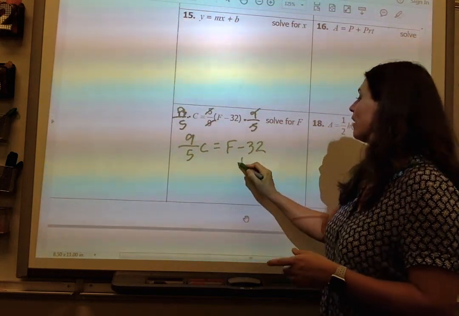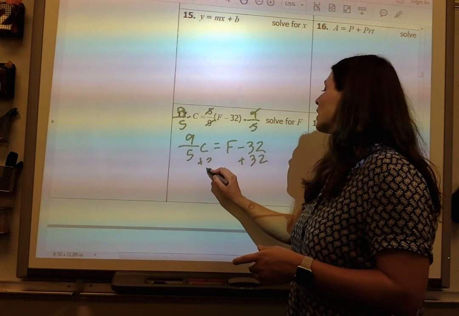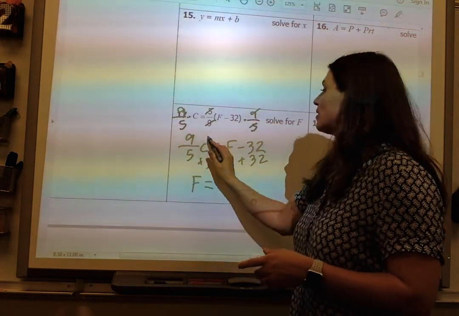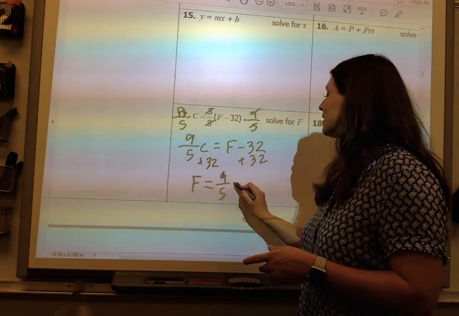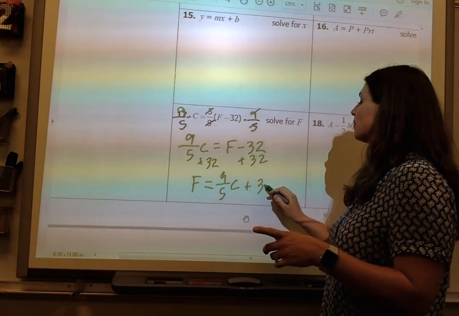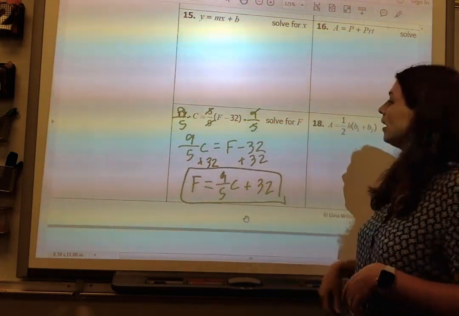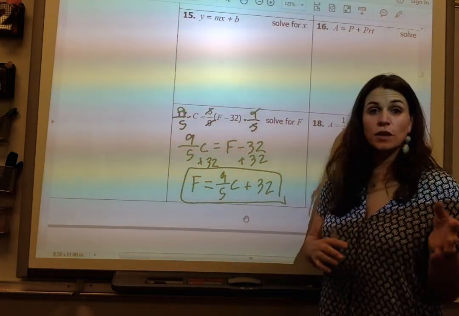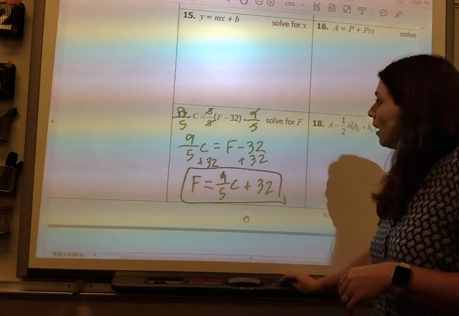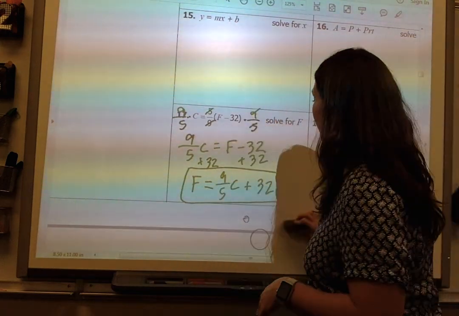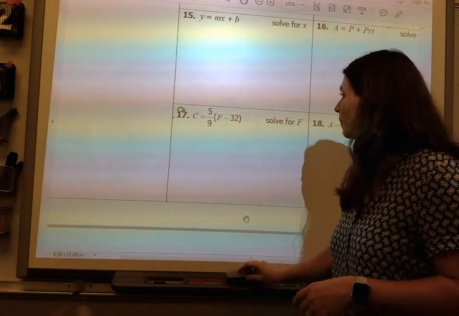So the first thing I did is I cleared out my fraction. And now to solve for f, you add 32 on both sides. And f equals 9/5 c, that's one term, plus my constant term of 32. And that formula, of course, is going from Celsius to Fahrenheit. All right, last one we're going to do together is number 18.